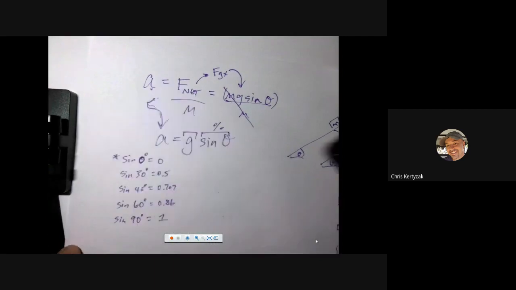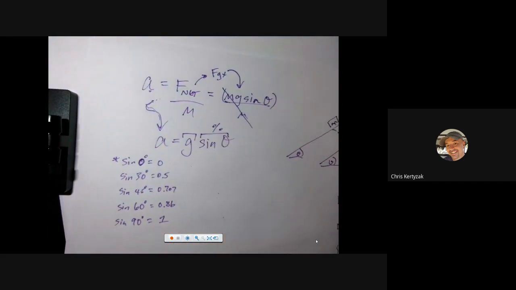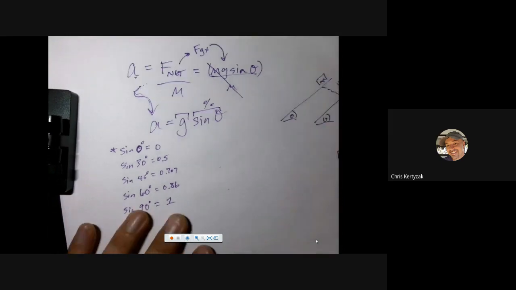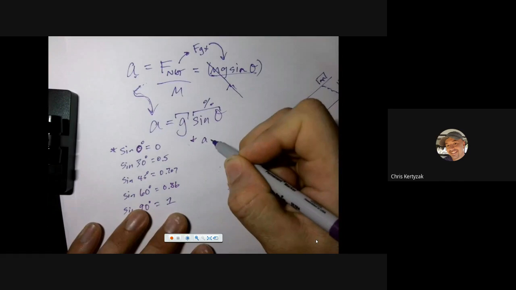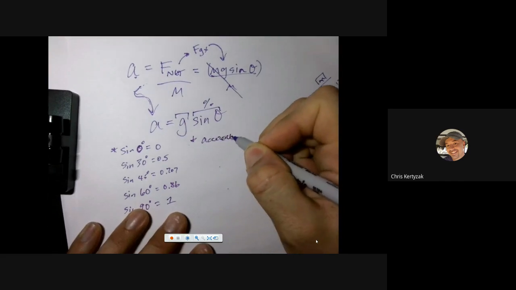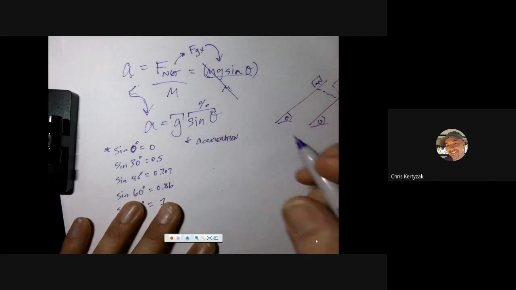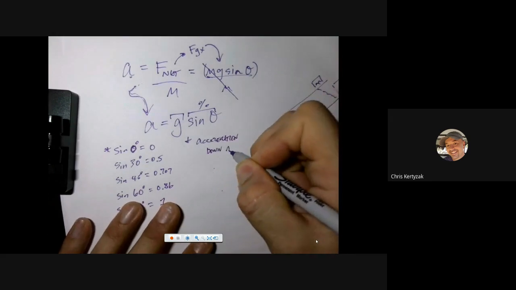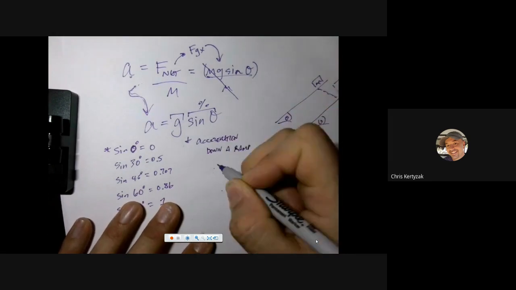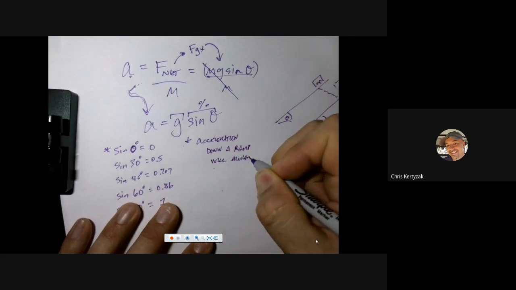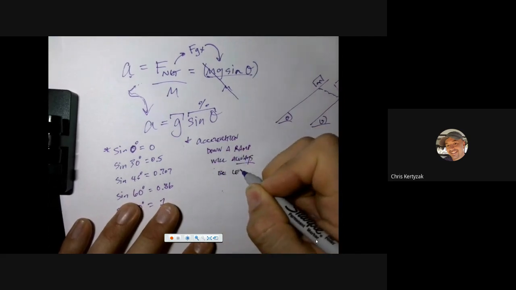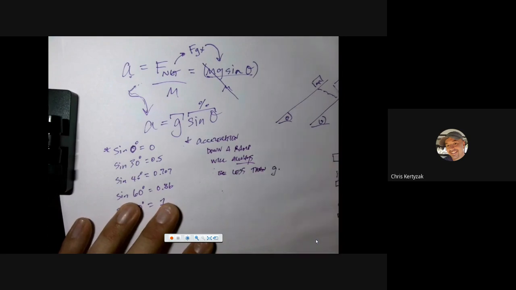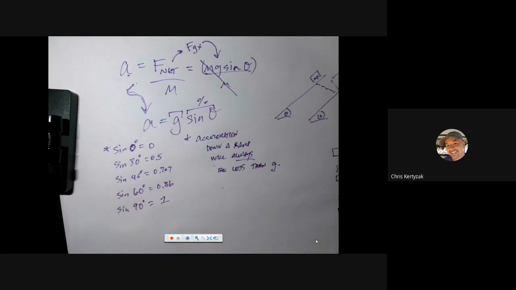So that means when sine of 90 is 1, your acceleration in the downward direction in free fall is g. But whenever you have some ramp effect, some angled effect because you're going down a ramp, the acceleration will always be less than g. Super important to just conceptually understand that. Acceleration down a ramp will always be less than g.